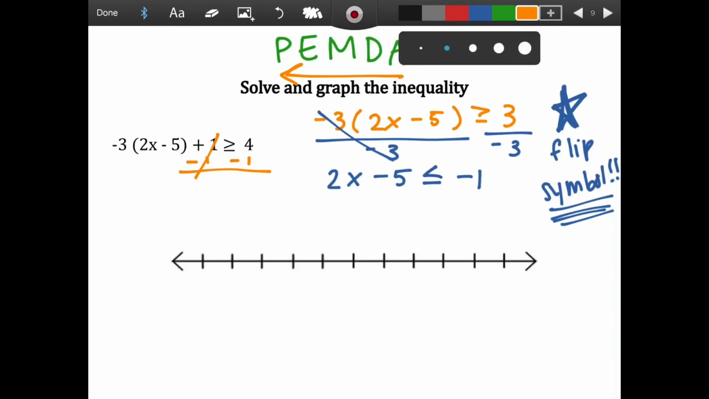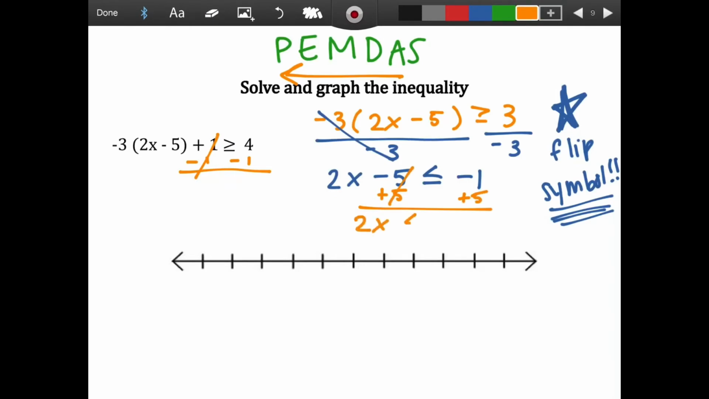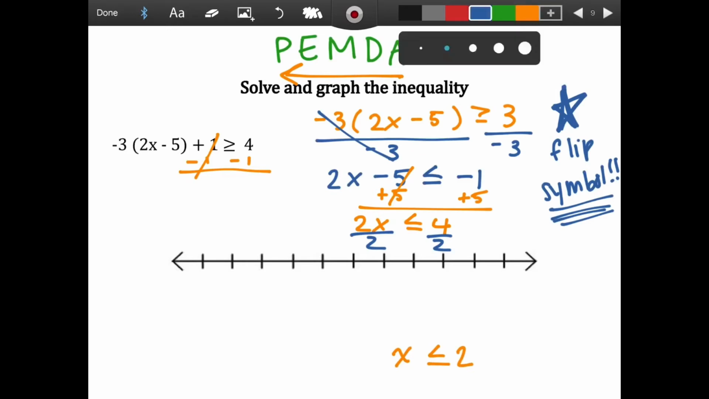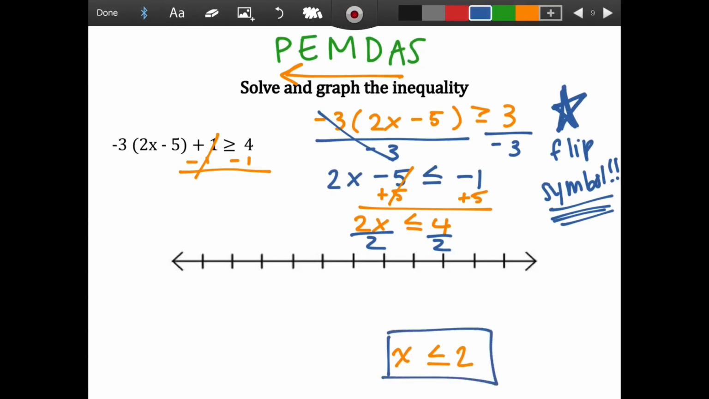Now we have a two-step inequality. 2x minus 5 is less than or equal to negative 1. So we're going to add 5 to both sides. When we add 5 to both sides, we're left with 2x is less than or equal to 4. Last step to solve this inequality, divide both sides by 2, and our final solution is x is less than or equal to 2. And you can always double check.